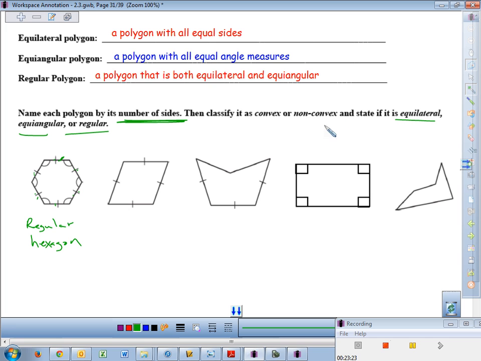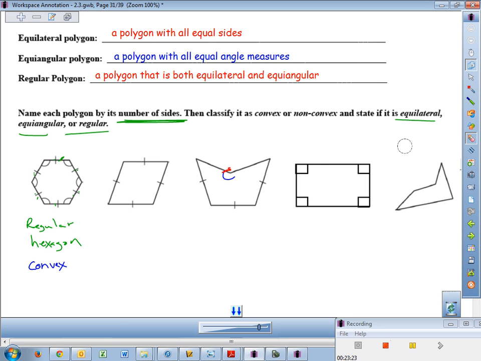Then they said, is it convex or non-convex? What do you think? Convex. It is impossible to have a regular polygon that is non-convex. It can't happen because the angles wouldn't end up being the same if it was non-convex. And you look at this. Isn't this one non-convex? What's that angle measure? It's more than 180 degrees because the angle you have to measure is right here, and that's not even on the inside of that polygon in the first place. So not possible to have a regular non-convex shape.